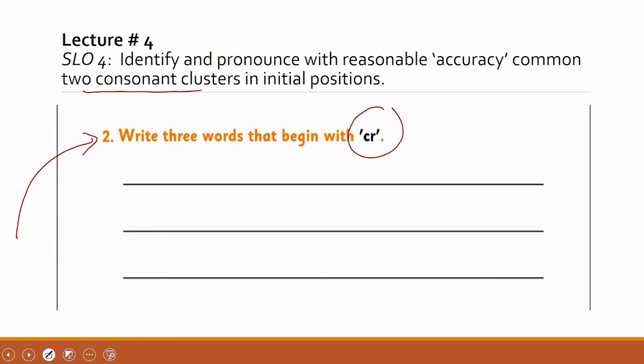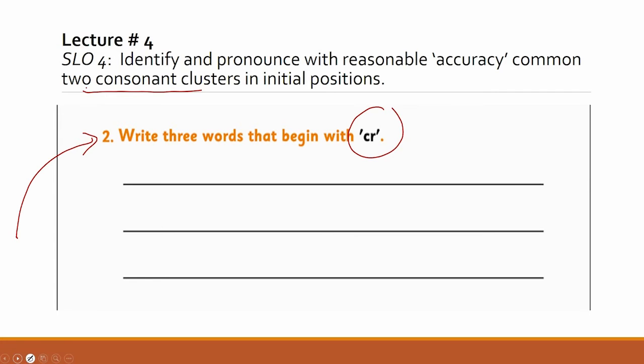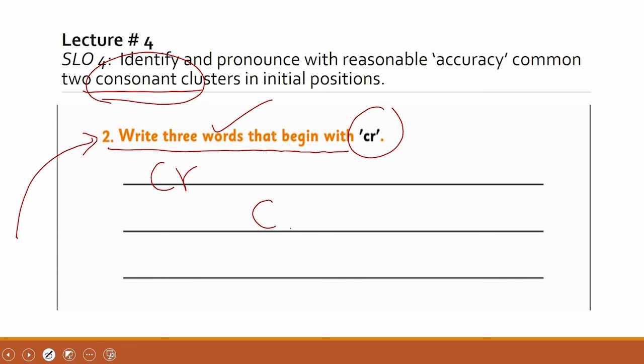In English, if you remember, we had vowels A, E, I, O, U. These 5 are known as vowels, and the rest of the alphabets are called consonants. So the way we have done words for the kl sound, we need to write 3 other words that begin with the sound kr.